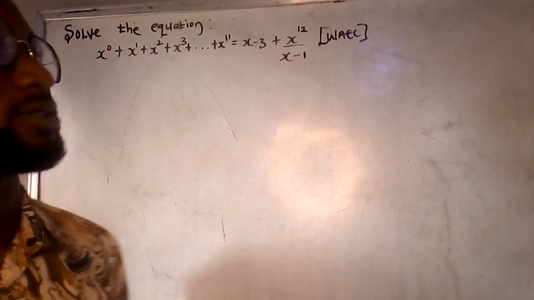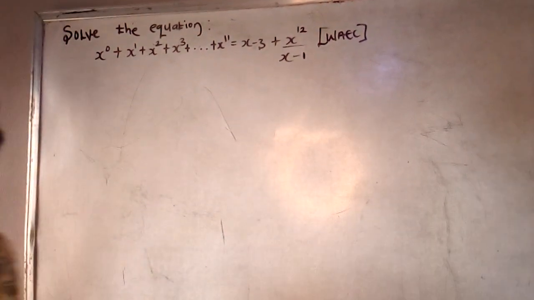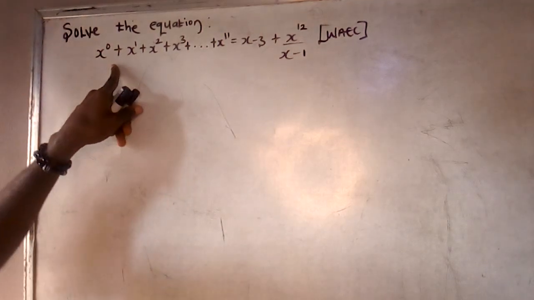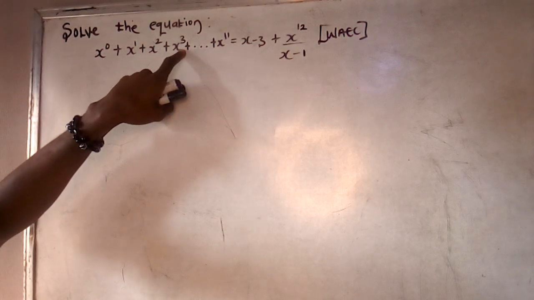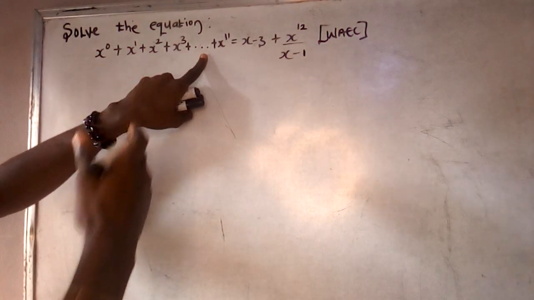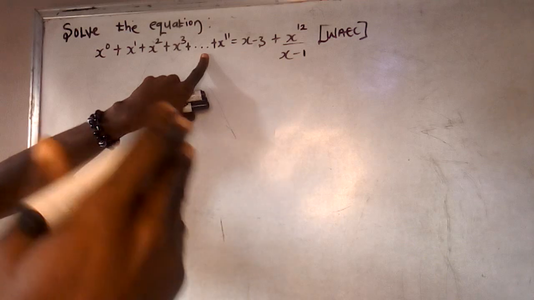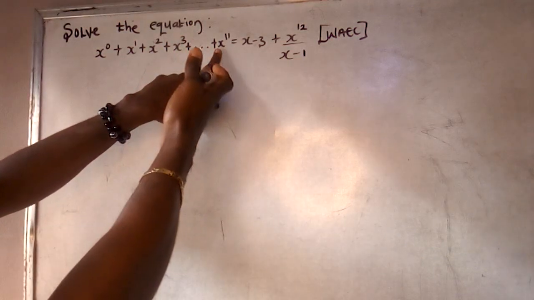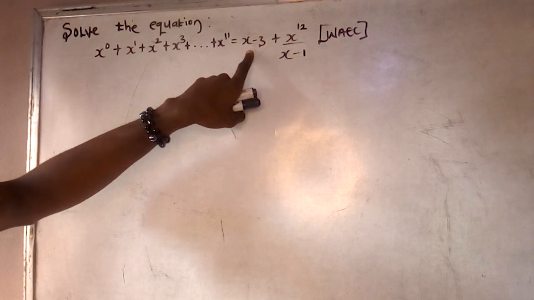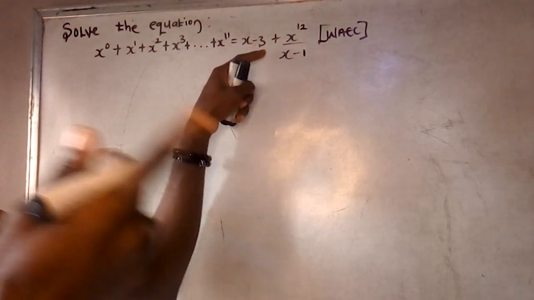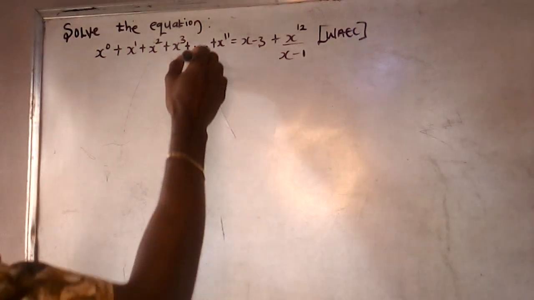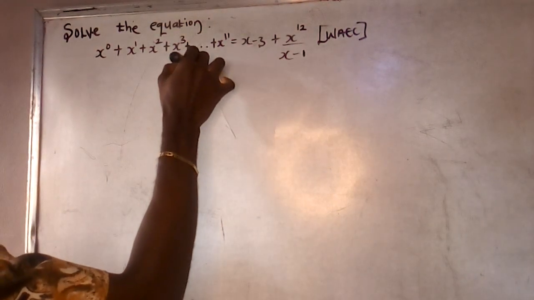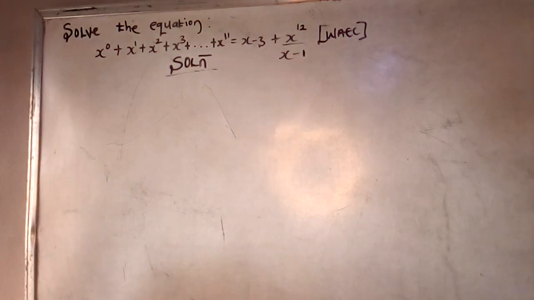Today we are going to solve a WAEC equation. The equation is x raised to power 0 plus x raised to power 1 plus x raised to power 2 plus x raised to power 3 plus dot dot dot. It means that the number still continues: raised to power 4, raised to power 5, till raised to power 11. So it's equal to x minus 3 plus x raised to power 12 divided by x minus 1. Now, solution, that is always the first step in mathematics. That is my spelling of solution.